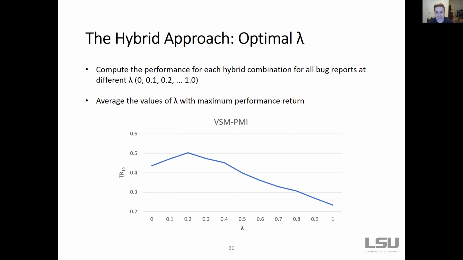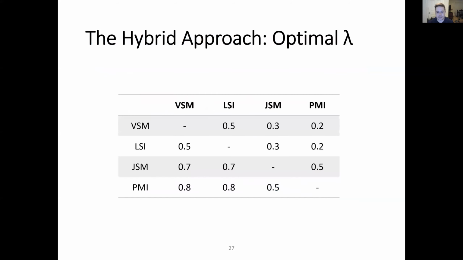Now we repeated this analysis for every single combination of methods in our analysis, and we arrived at these optimal values that were approximate for all the pairs. Here, for example, if I want to combine VSM with LSI, I can assign both of them 0.5 lambda, which means I trust them equally. However, if I combine VSM with PMI, I need to trust VSM less. I give it 0.2 confidence level, and the 0.8 goes to PMI.